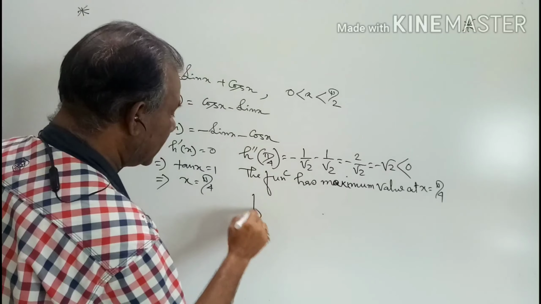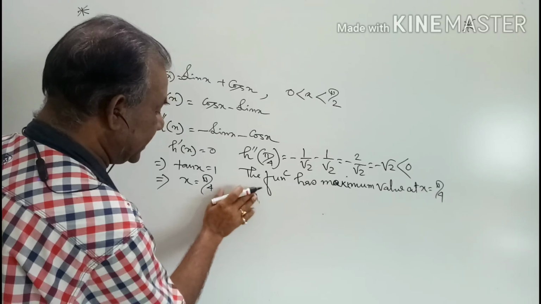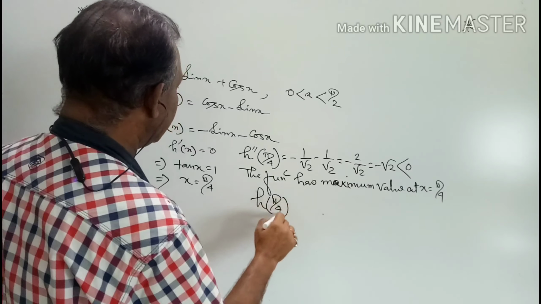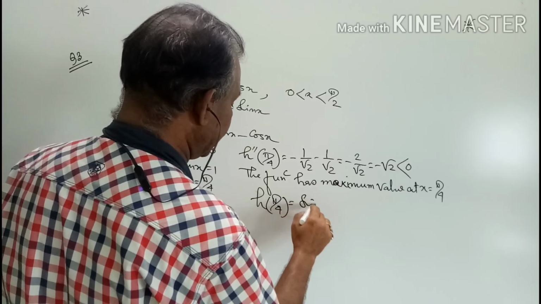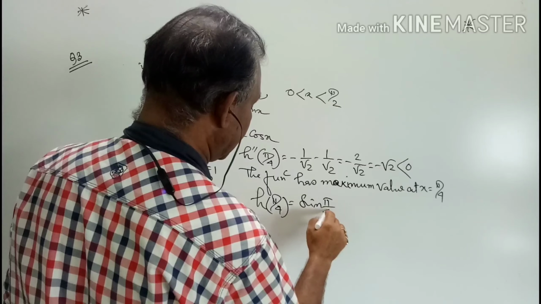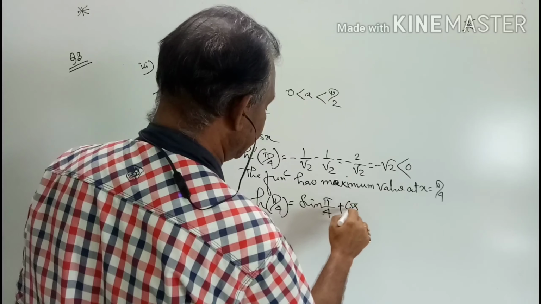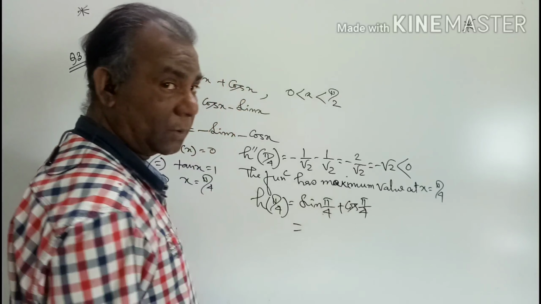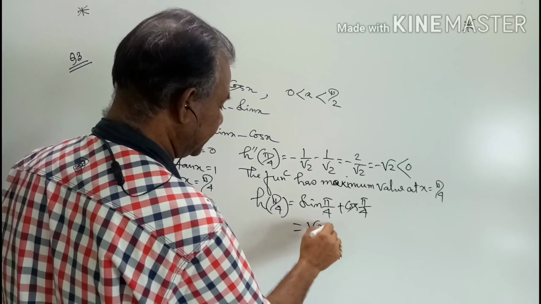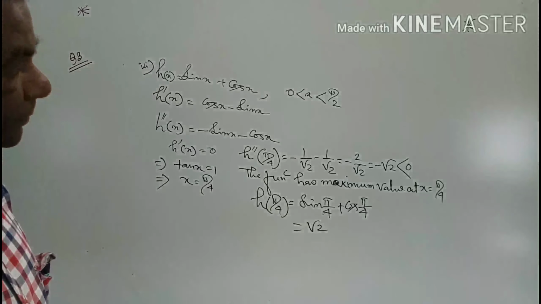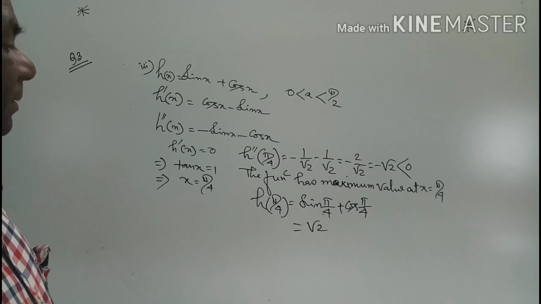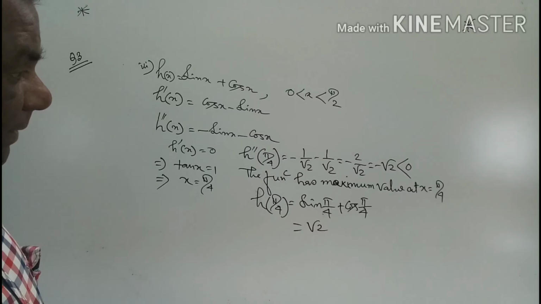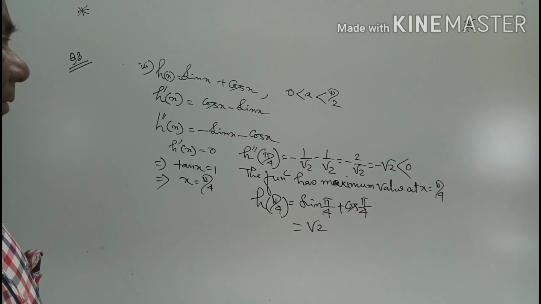And what is that value? Now h(pi by 4) equals sin pi by 4 plus cos pi by 4, so it is 1 by root 2 plus 1 by root 2, 2 by root 2, which is root 2. This is the maximum value of the given function, at x equal to pi by 4.